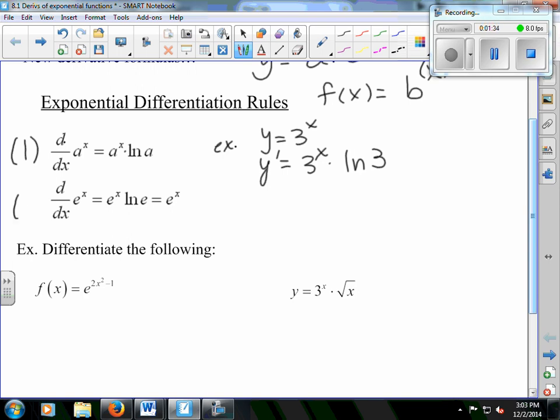And the second formula, which is really not a new formula, we're pointing out that if the base is e, so your function is e to the x, then according to the derivative formula, the derivative of e to the x would be e to the x times the natural log of e, but the natural log of e is 1. And so that's just e to the x.